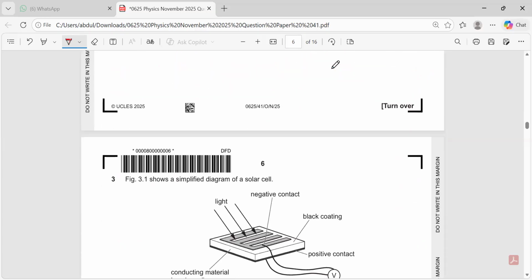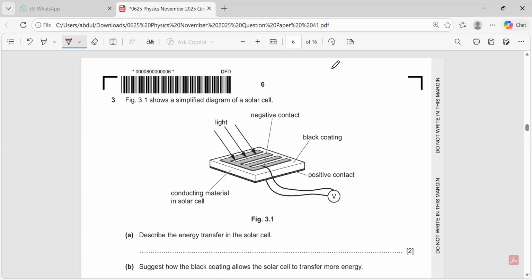What is the next question? That is on solar panels or something like that. And 2 marks are there. Figure shows a simplified diagram of a solar cell. Solar cell is used to convert light energy into electrical energy. So there is black coating. There is light falling on these plates. Negative contact is there. Voltmeter is there, conducting material in solar cell. Describe the energy transfer in the solar cell.